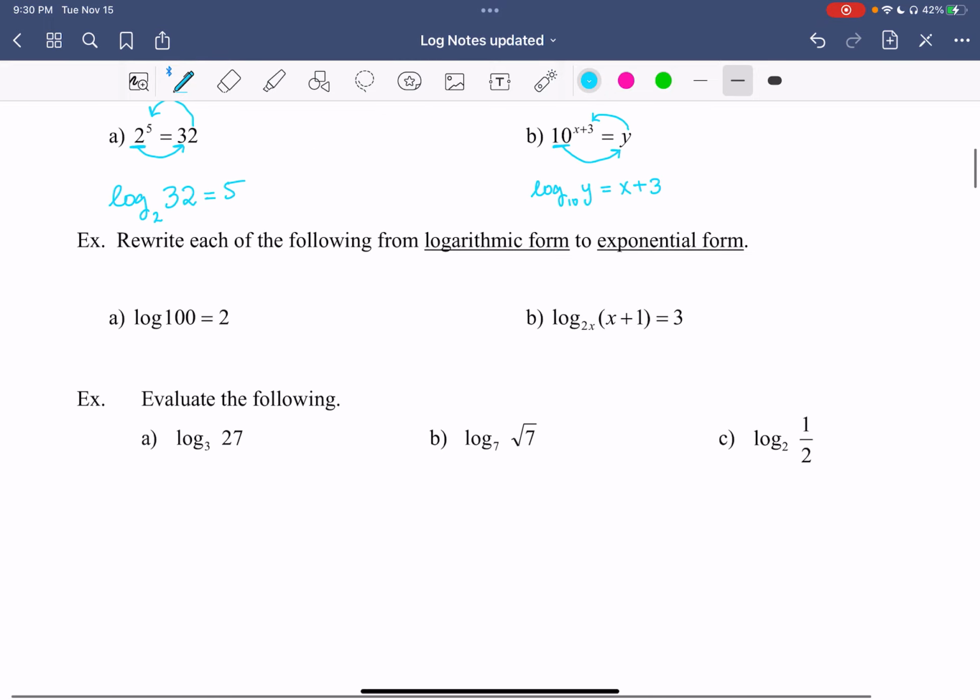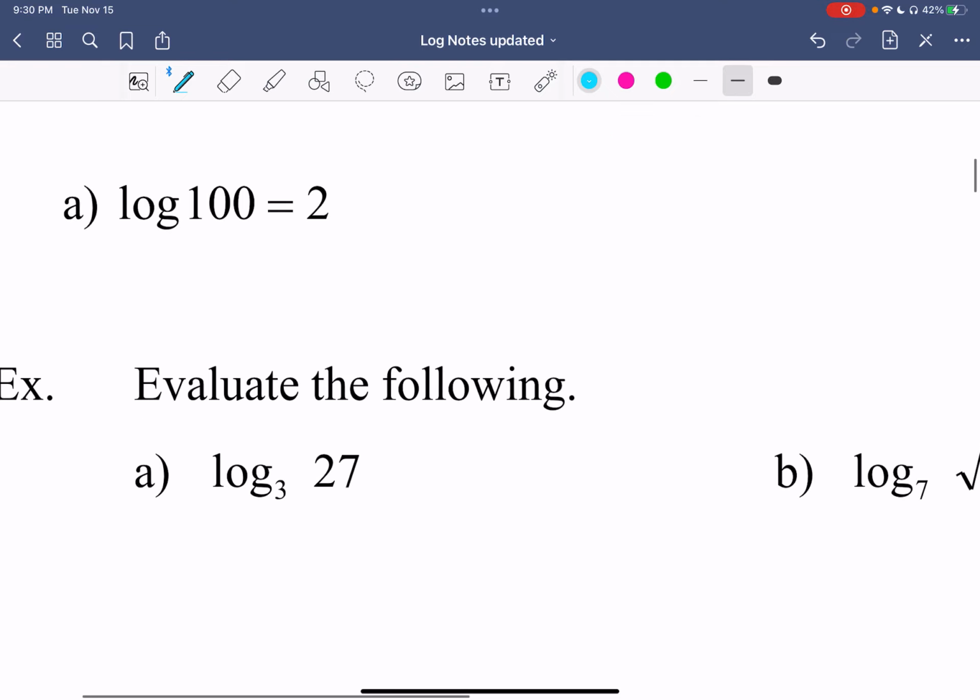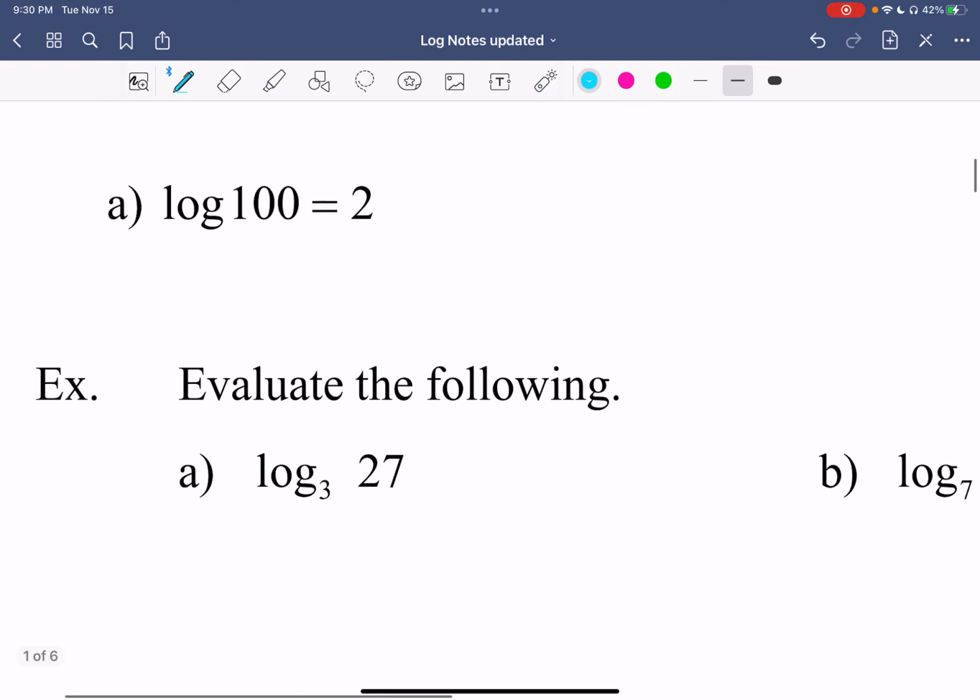Now we're going to practice going from logarithmic to exponential. Okay, so log of 100 equals 2. Now remember, if you don't have a base, you need to know that there is an imaginary base of 10 there. So we rewrite this in exponential form. You grab your base, draw an arrow out, draw an arrow back in. You have 10 squared is equal to 100. Okay, we already know that's true.